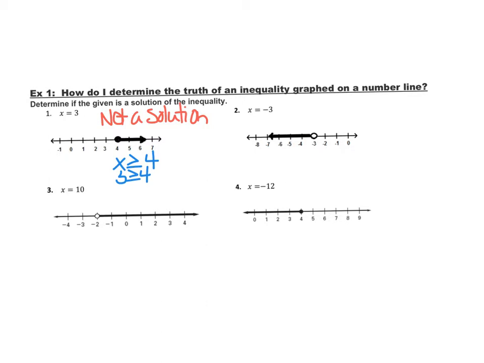All right, our next one, can x be equal to negative 3? Let's take a look at our graph. What we have graphed here is x is less than negative 3. That means it's going to include anything that is less than negative 3, but it does not include the negative 3. So let's plug in this negative 3. Is negative 3 less than negative 3? If I had less than or equal to, it would be a solution, but I don't have that. I have just less than. Negative 3 is not less than negative 3, so this is not a solution.